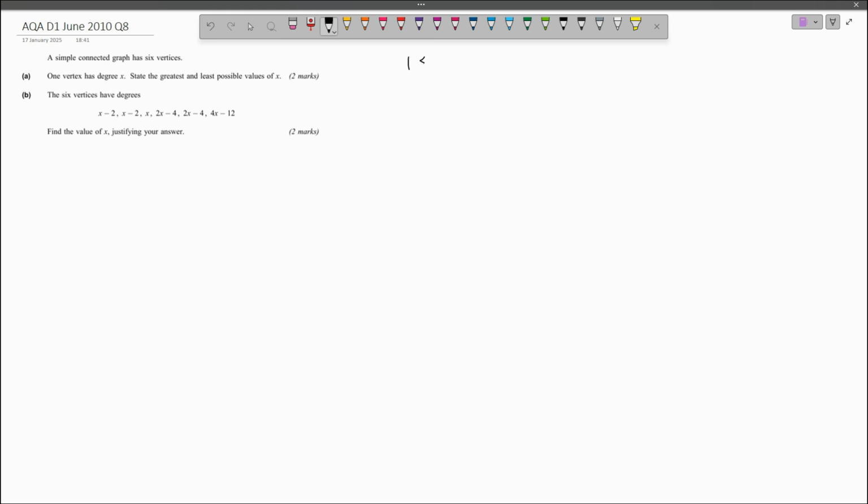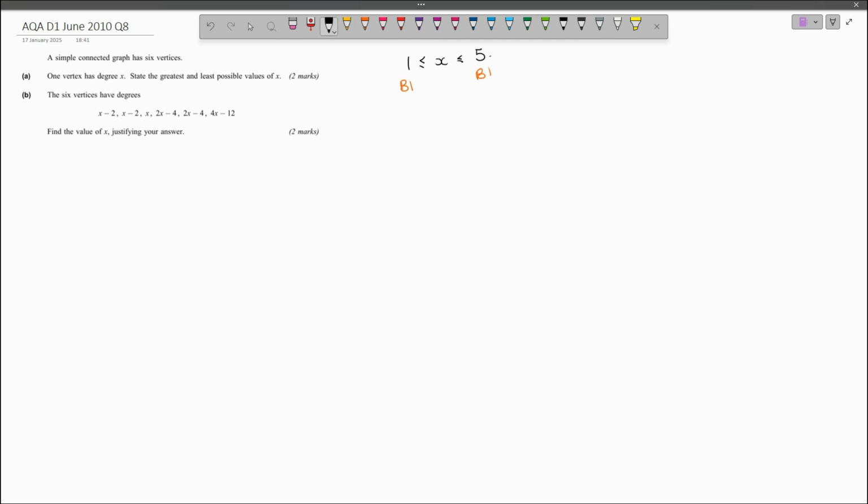So 1 is smaller than or equal to x. And what about the greatest value of x? Well, the greatest value of x is going to be if the vertex is connected to every other vertex. And if we have 6 vertices, then if we select one vertex, we'll have 5 other vertices. So the greatest degree is going to be 5. This question will be a B1 for giving 1 and a B1 for giving 5.